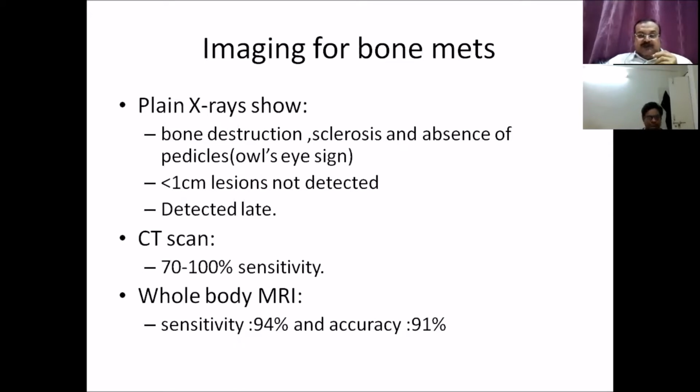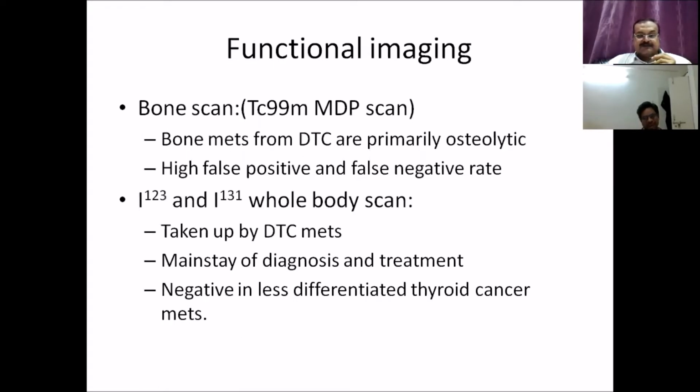You have all the options for imaging, starting from the plain X-ray, CT scan, whole body MRI. So nobody was wrong when they answered different answers. The plain X-ray is limited. The lesion has to be more than 1 centimeter for it to be detected, and almost 60 to 70% of the bone absorption has to take place before it can be detected by a plain X-ray. So that is why CT and whole body CT and MRI have much higher sensitivities. But the best investigation is iodine 123 and iodine 131 whole body scan.